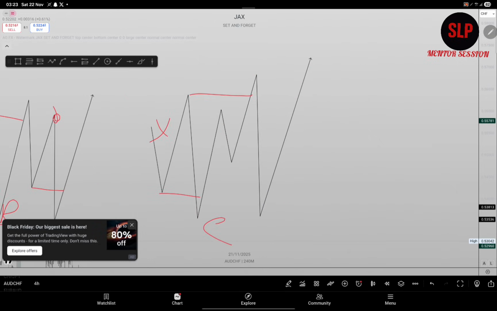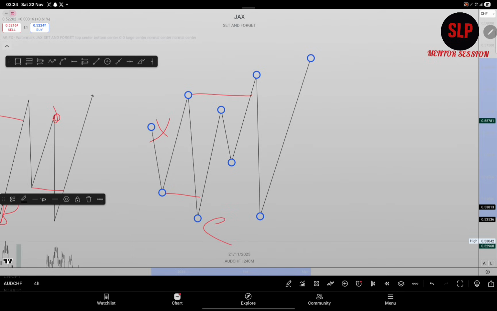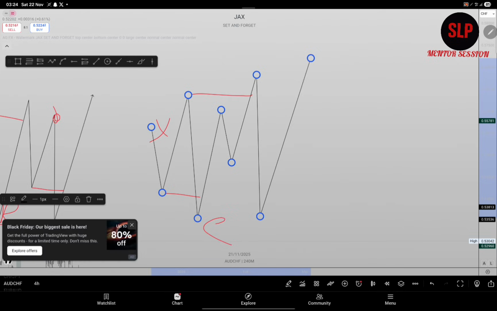Some people call this a B plus, but me, I pay so much emphasis on the sweep that occurs after the break of structure, and the break of structure that occurs after the sweep. That's why this is a C plus setup to me.